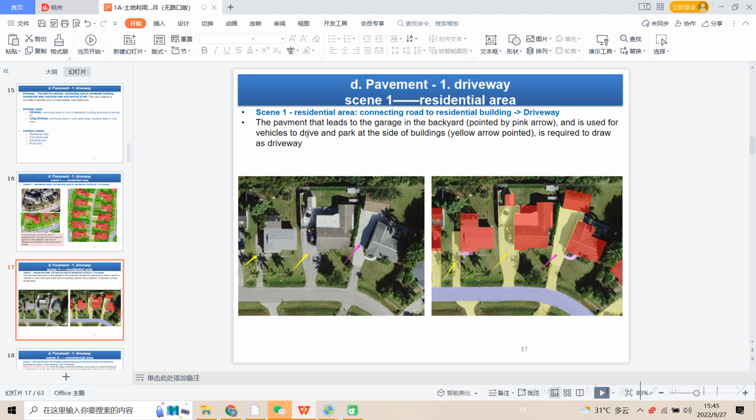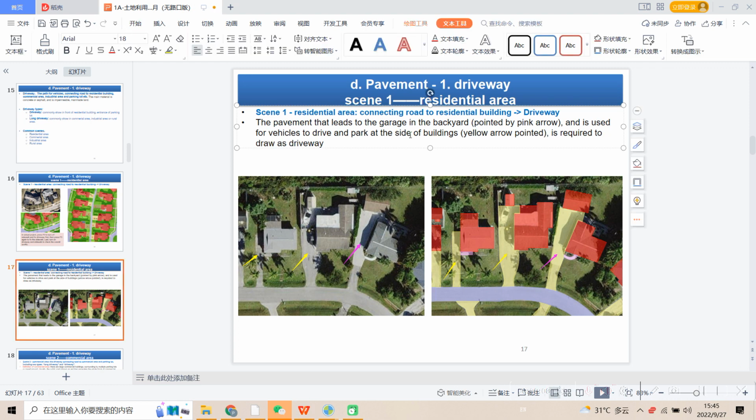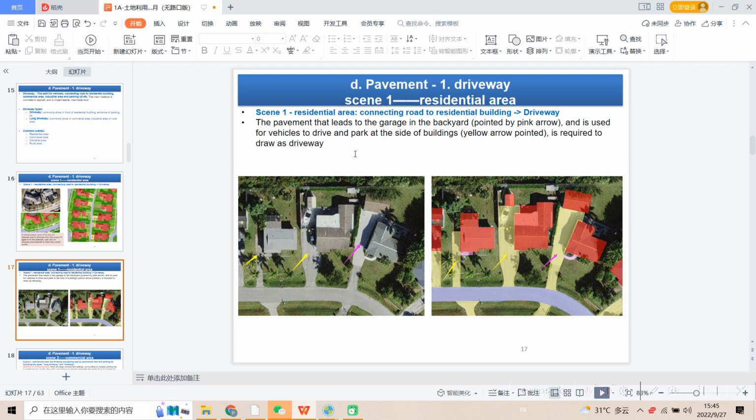This pavement that leads to the grass in the backyard, pointed out by the pink arrow, is used for vehicles to drive and park at the side of the building. So you need to draw it as a driveway. This is very clear. And when you draw the driveway of this residential building, make sure you follow the shape of the concrete area.